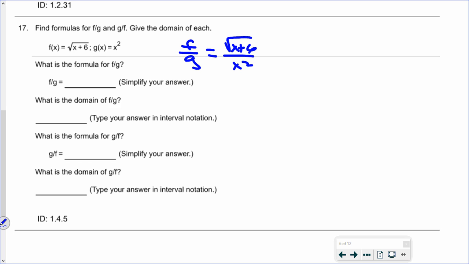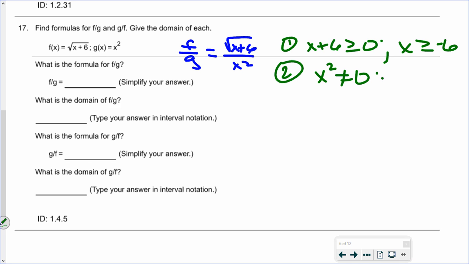Well, we have two different types of domain restrictions. The first one is going to be the numerator. X plus 6 has to be greater than or equal to 0. Why? Can I take the square root of a negative number? No, it puts me in the imaginary number system, which means x is greater than or equal to -6. The second domain restriction is the fact that it's a fraction. Can I ever divide by 0? No, so that means x squared cannot be 0, so that means x cannot be 0.